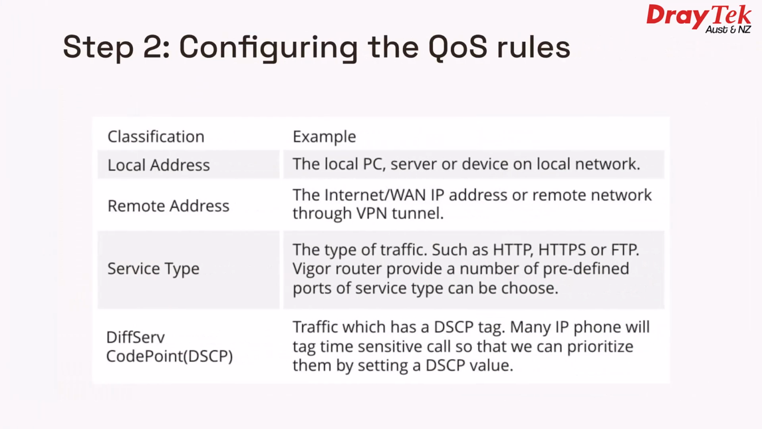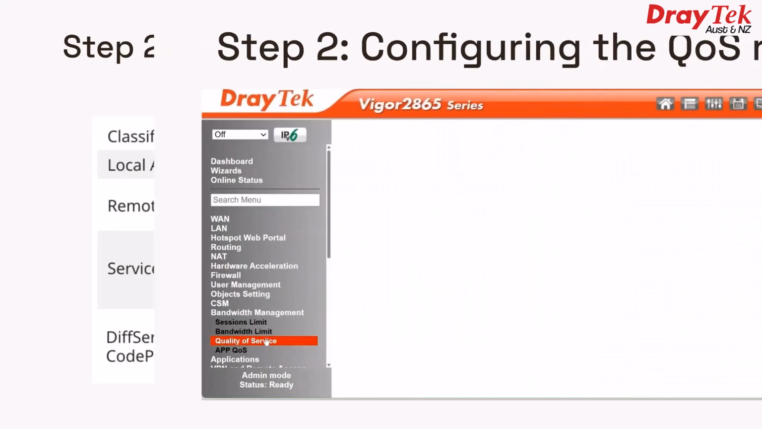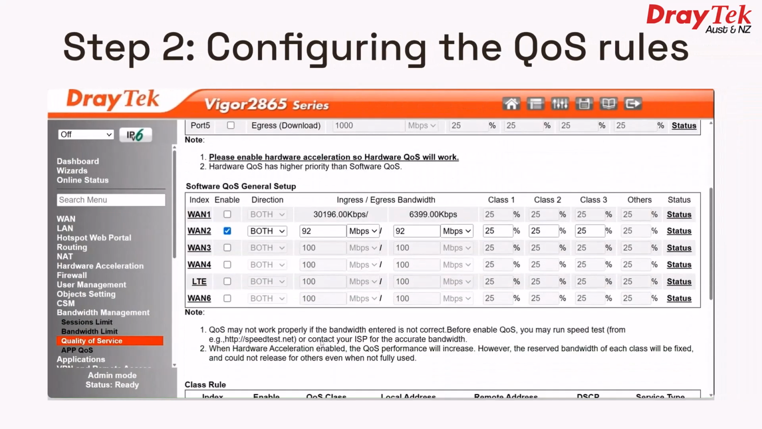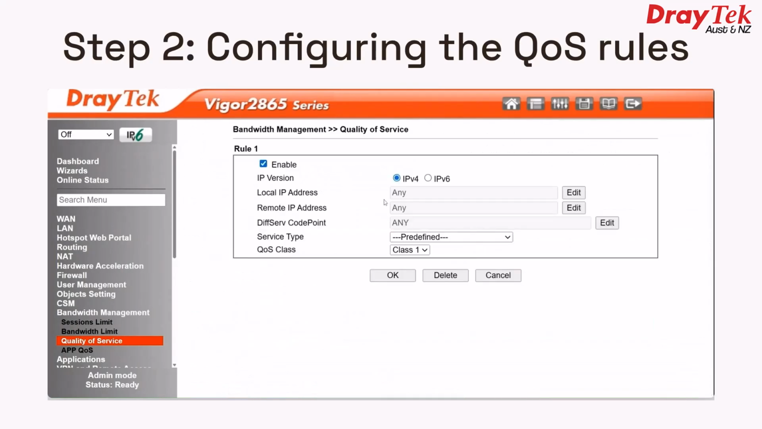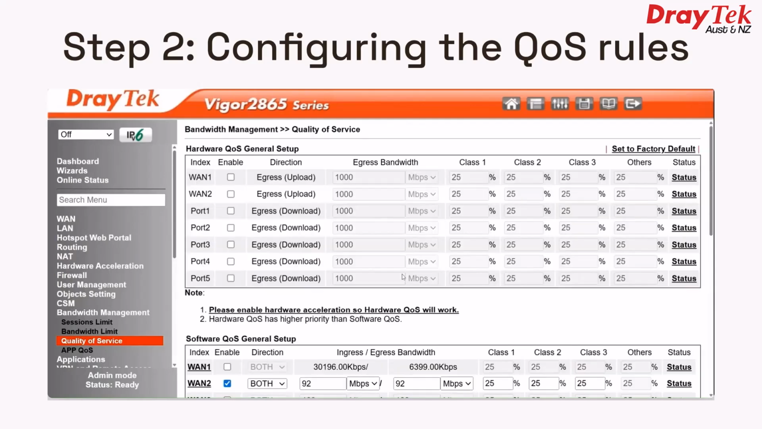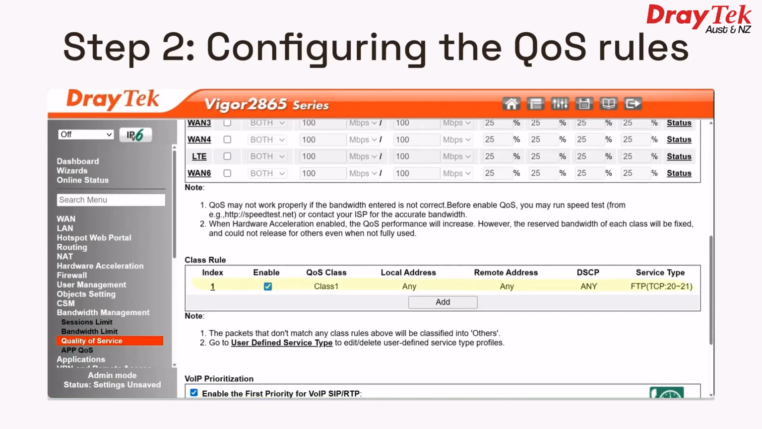Step 2 is configuring the QoS rules. Network administrators can use the classifications here to create class rules. Next, go to Quality of Service, Class Rule, click Add to create a new rule, then check Enable and define the rule parameters such as IP version, local and remote IP addresses, diff-serve code point, service type, and QoS class. This ensures traffic is correctly classified and prioritized. The configured rules can be found in the Class Rules section.